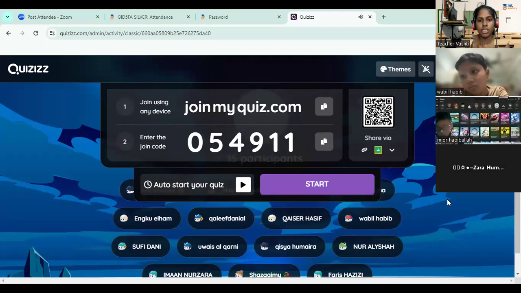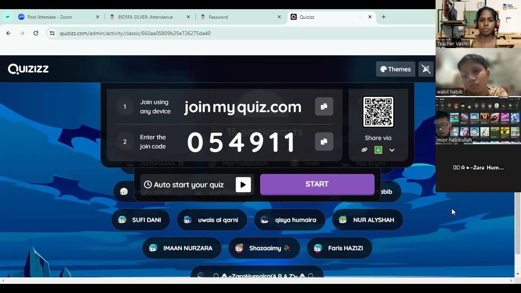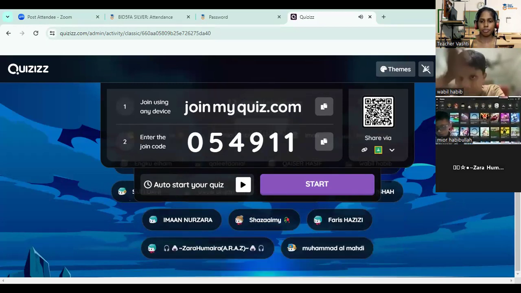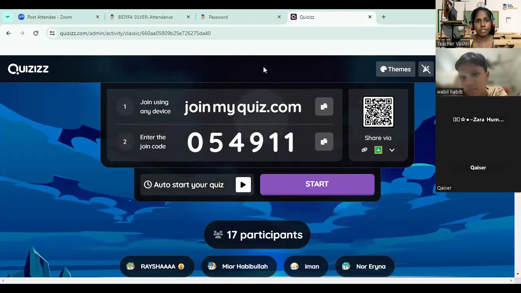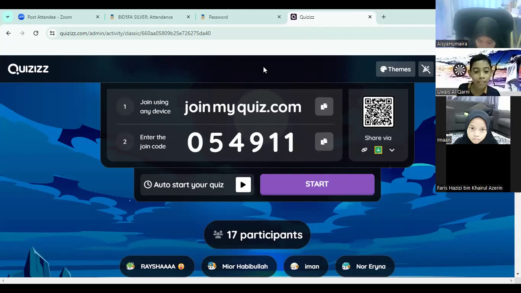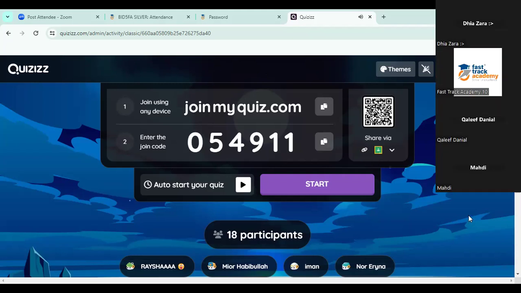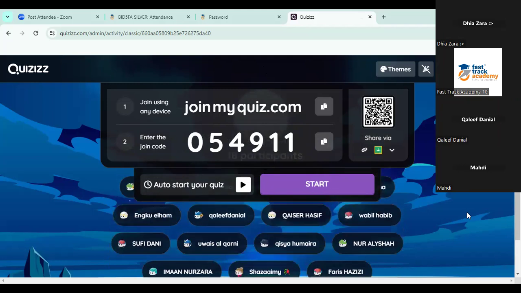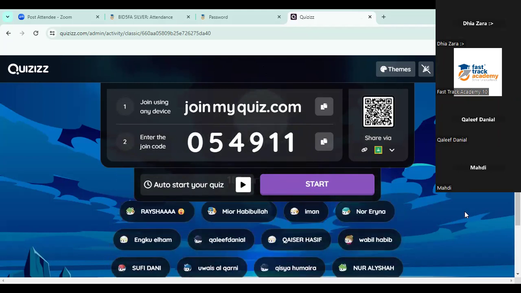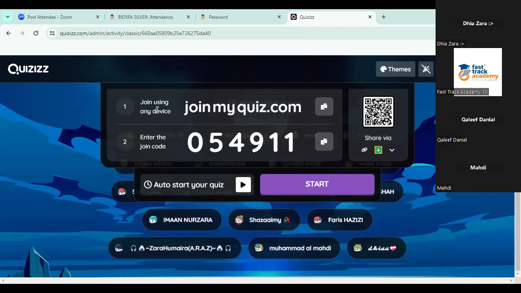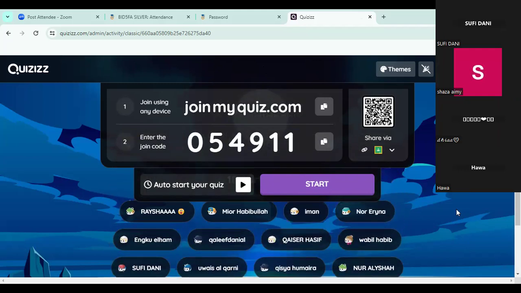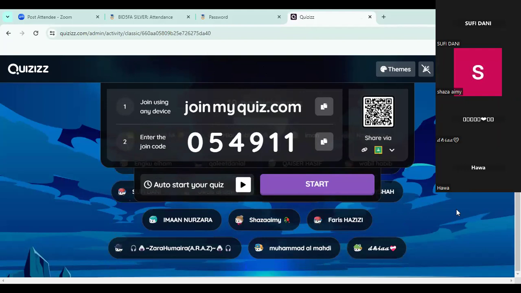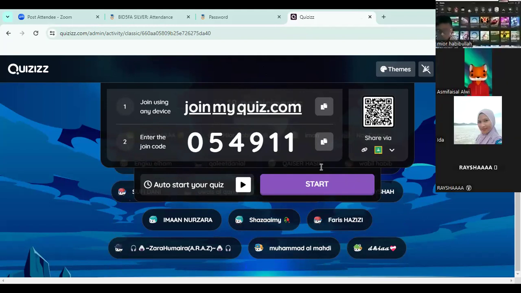Make sure you write your own name. Tolong tulis nama sendiri sahaja. I have 17 students. 5 more students. 5 orang tak masuk lagi. Khalif Daniel dah masuk dah. Hawa tak masuk.